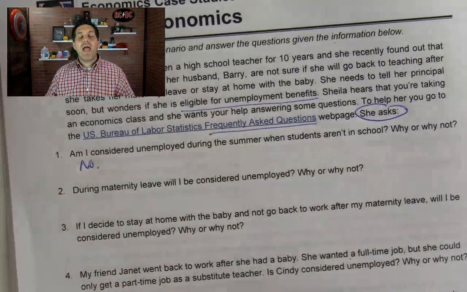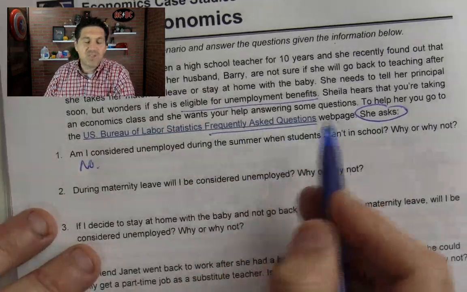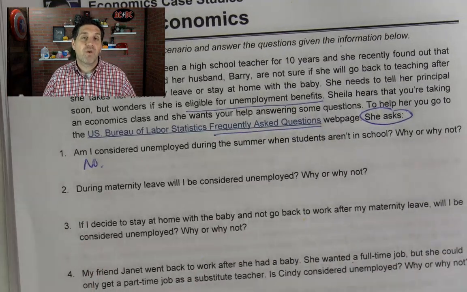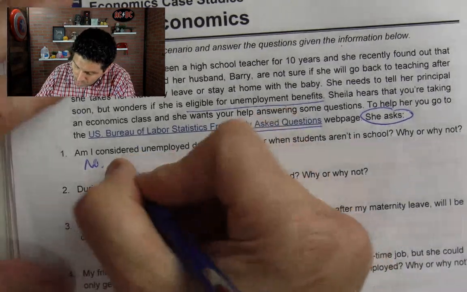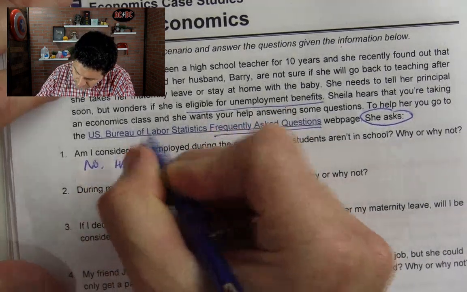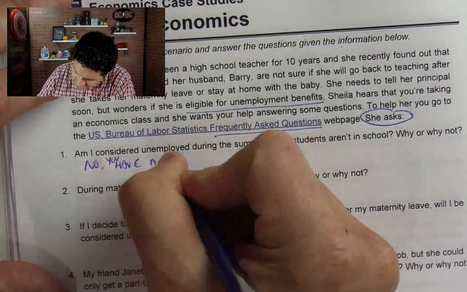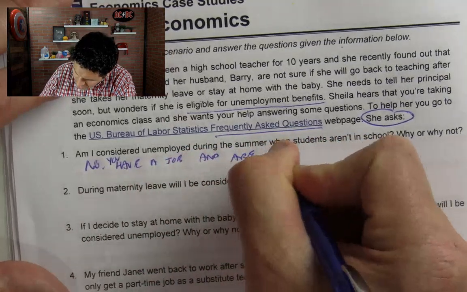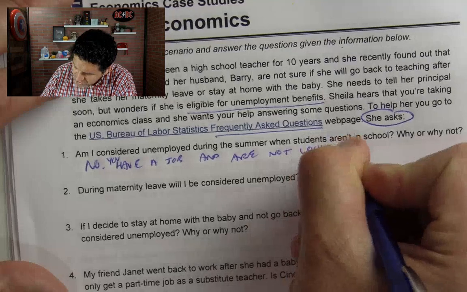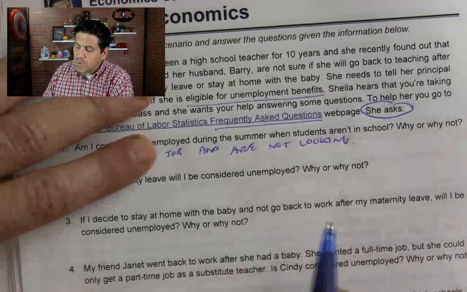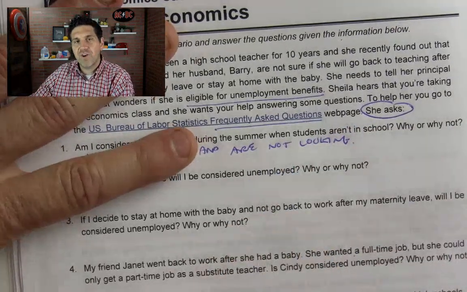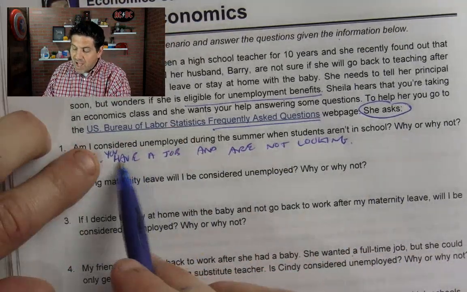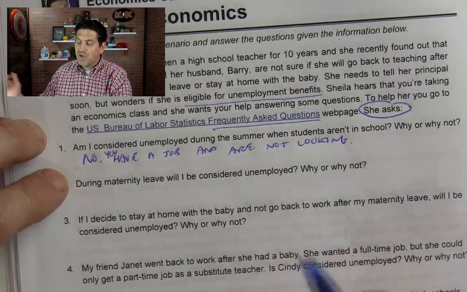No, and the reason why, if you actually get on the website and look at the frequently asked questions, people like over the weekend are not considered unemployed. Unemployed people have to be looking for work. So no, you have a job, and you're not looking. Those 2 conditions are actually pretty important. It's not just people who are looking for a job. If you have a job and you're looking for a job, you're not considered unemployed because you already have one. And if you have a job and you're not looking, then you're not considered unemployed.